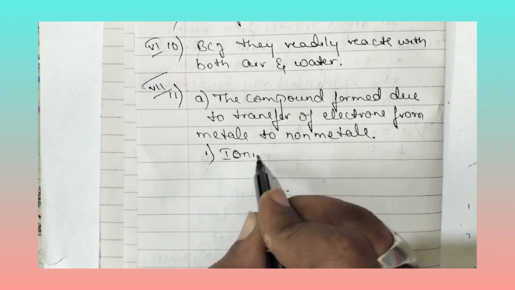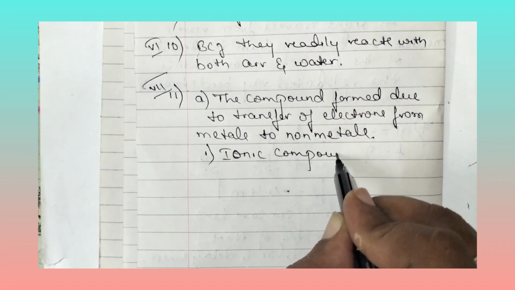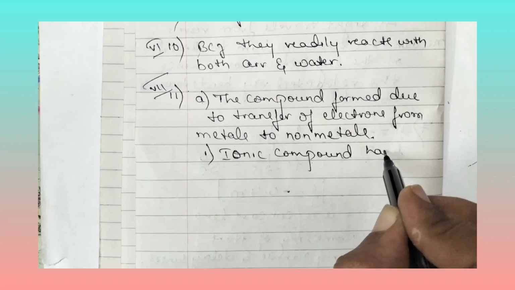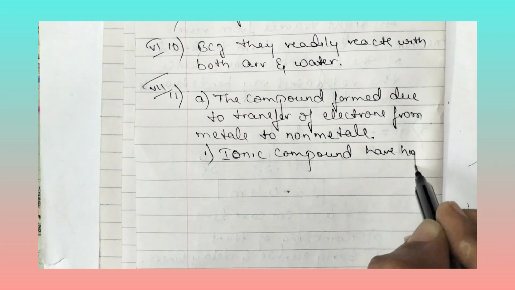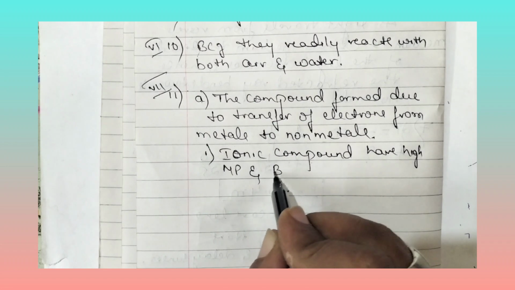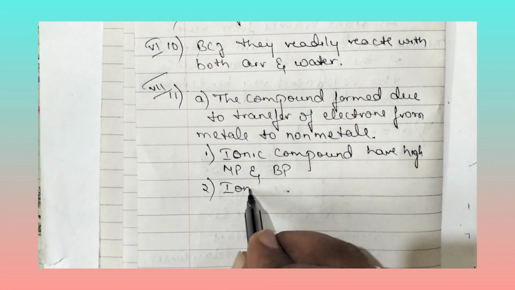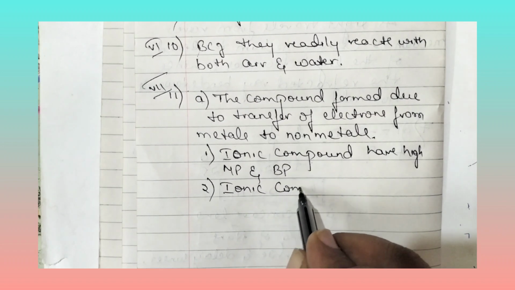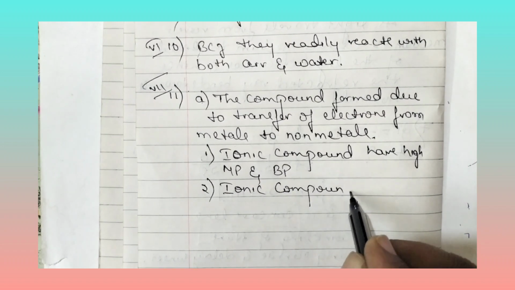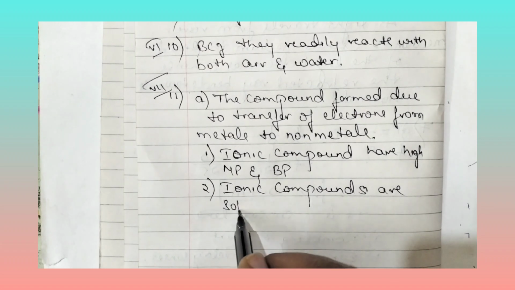Then what are the properties of ionic compound? Ionic compounds have high melting point and boiling point. First one. Second point, ionic compounds are solid in state.